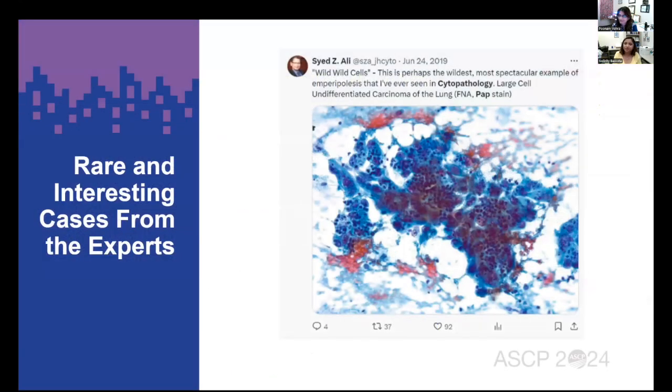For example, in this case, Dr. Ali is a world-renowned cytopathologist, and you can see he posted a very wild and spectacular example of emperipolesis, which you might not find in all the textbooks. He posted an example of undifferentiated carcinoma of the lung here. So most of the experts in the field of pathology, you name it, you can find it on Twitter.